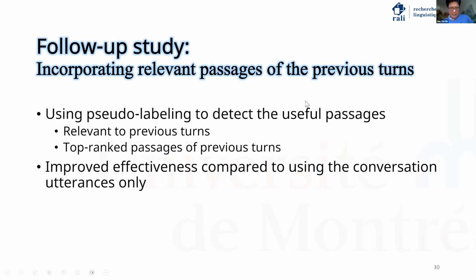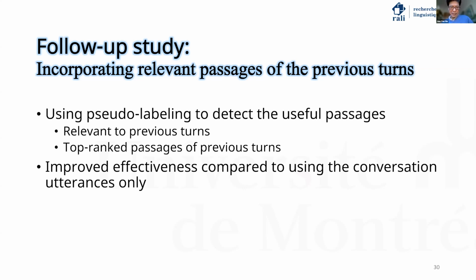So this same idea has been incorporated in some follow-up study. In the work that I just described, we only considered the previous queries or previous utterances. But indeed, in the real situation, we may have the search results, we may have the relevant passages to the previous terms. So the same question arises: how to incorporate the retrieval results of the previous terms in query reformulation.